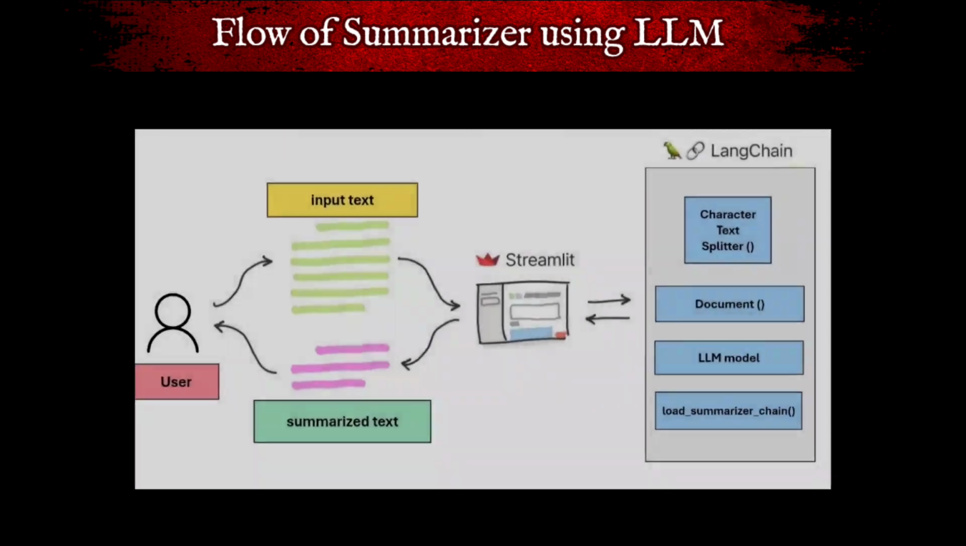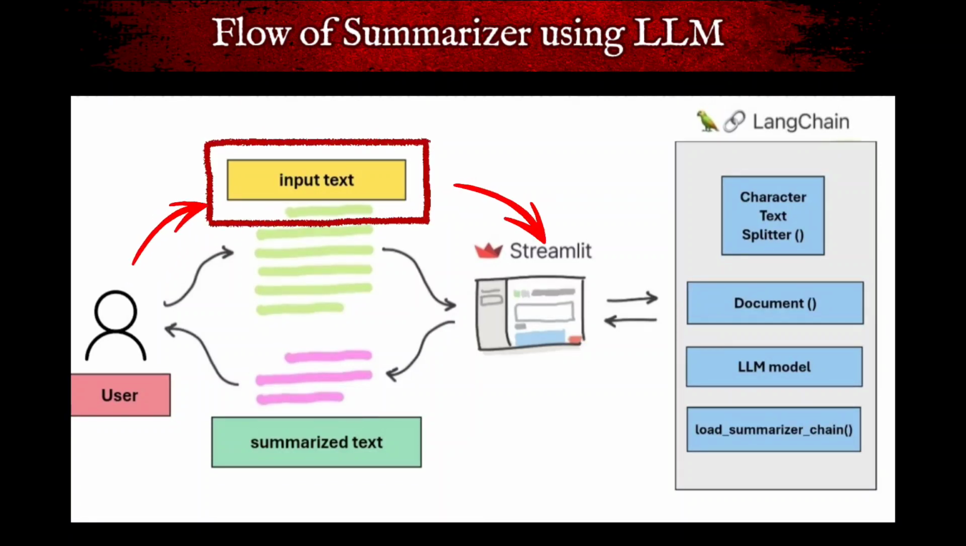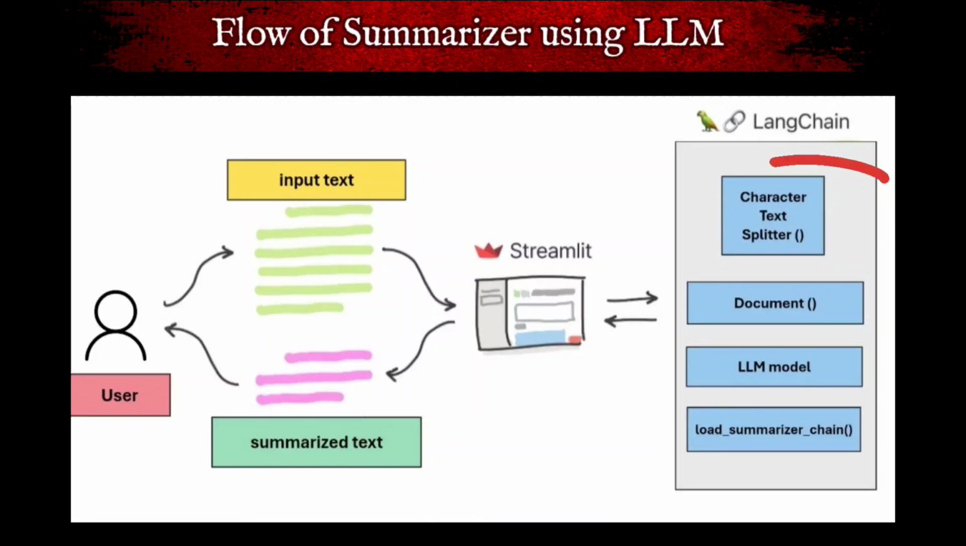Now, let's see the flow of our summarizer using LLM. This is the flow of our project. Let's see how it works. At first, the user submits an input text to be summarized into the Streamlit frontend. Then, the input will be divided into various smaller chunks, a document is created from each chunk, and the summarization chain is applied with the help of the LLM model. The summarized text is displayed in the app. So let's understand one by one how these different things work in detail.